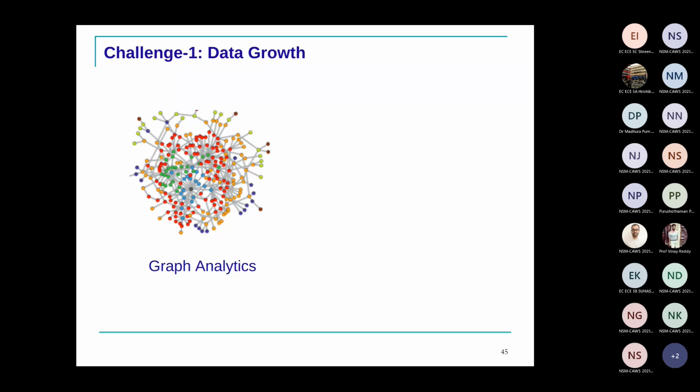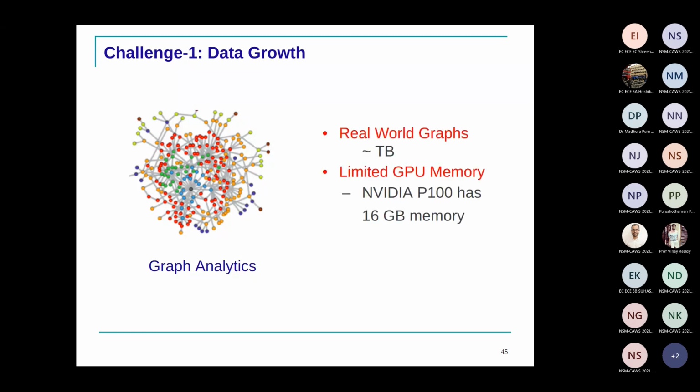Let's take a simple example of graph analytics. Real world graphs are very large in size. They can go up to terabytes of data, but GPUs have very limited memory. For example, NVIDIA P100 has 16 GB memory, and the latest A100 architecture also has very limited memory, up to 80 GB only. So how do you process these very large graphs on this GPU memory? That is one data concern.